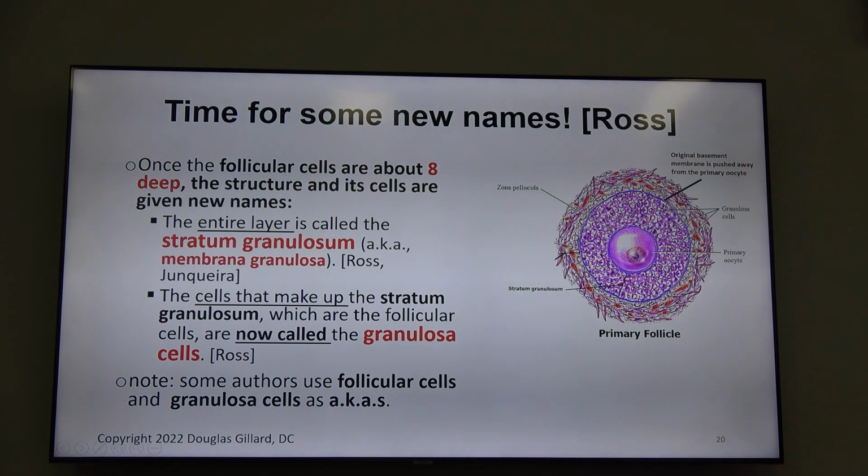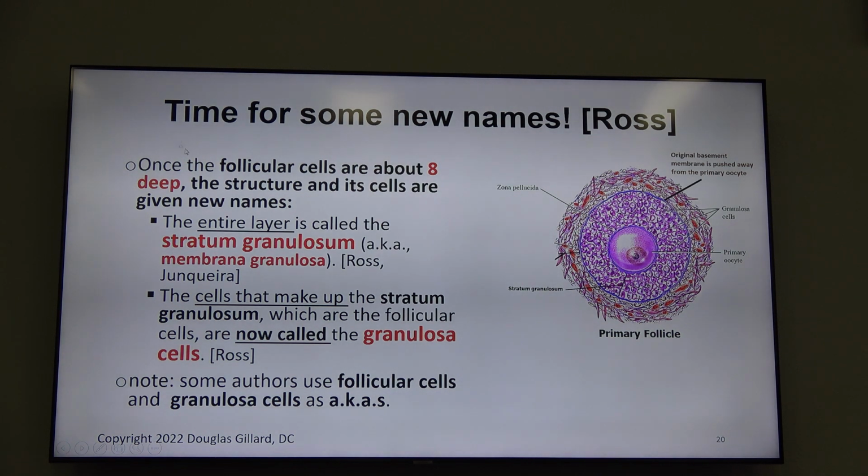Instead of one layer of cells around the primary oocyte and around the zona pellucida, we got what, like 6 layers here, 8 layers? I'm not going to count them, but we got a bunch of layers. Noteworthy too, look where the basal lamina is. That basement membrane of the original cells, it's pushed way out here, but that's important still. That's the original basal lamina or basement membrane pushed away from the primary oocyte.